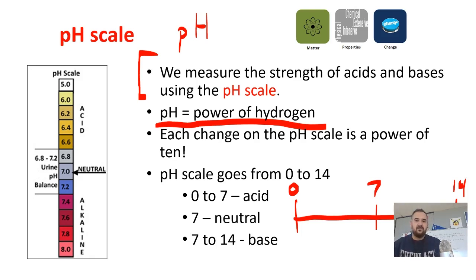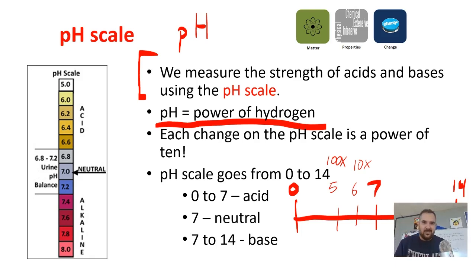And so let's say we had something with a pH of 6. So we know 6 is more acidic than 7. But how much more is it acidic than 7? So 6 is actually 10 times more acidic than 7. Now, what about 5? How much more acidic is 5 than 7? So this one's going to be 100 times more acidic than 7. So every time you move once on the scale, you're increasing by a factor of 10.